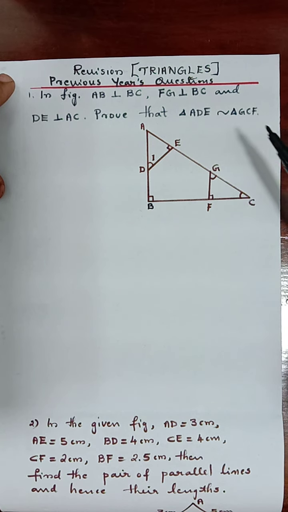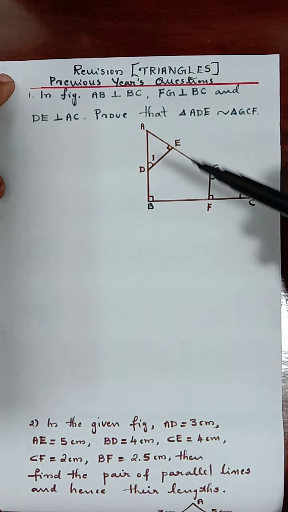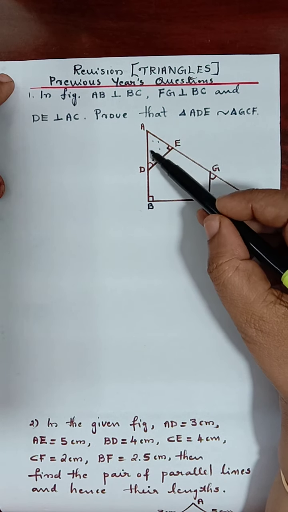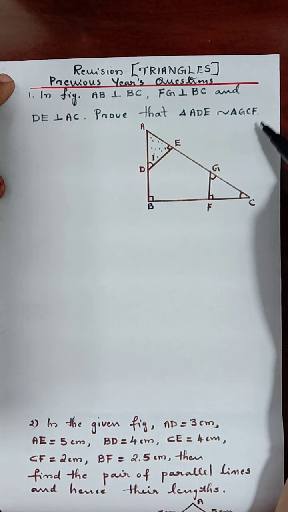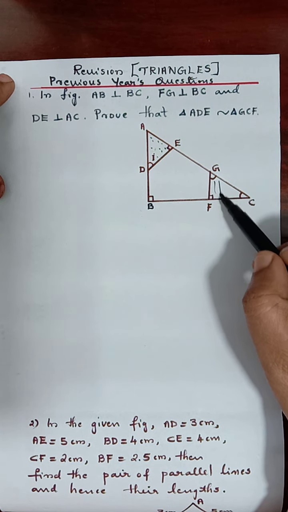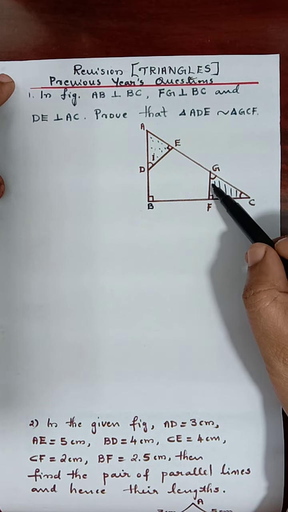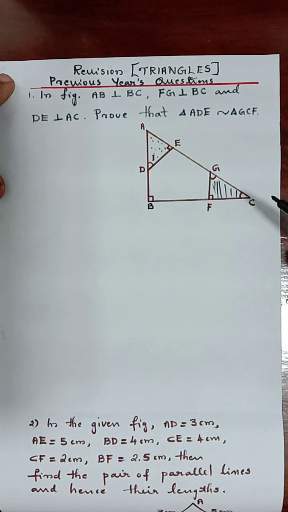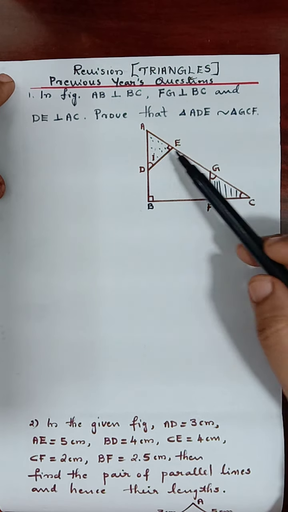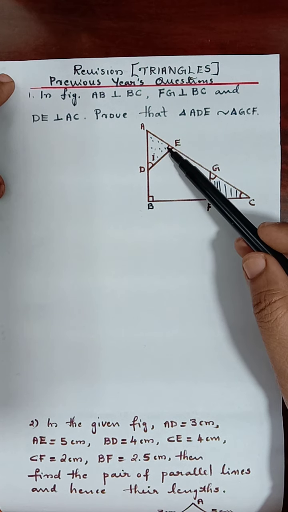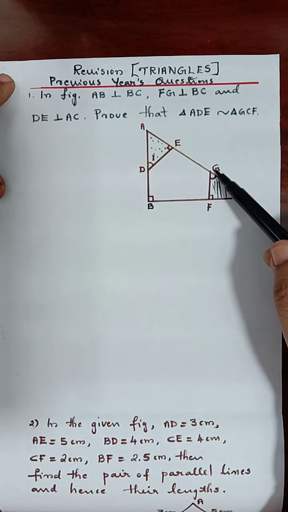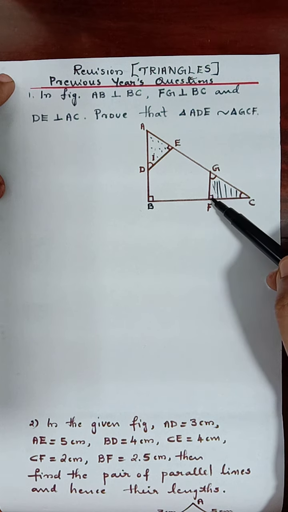We have to prove that triangle ADE is similar to triangle GCF. This is our GCF triangle. These two are similar, we have to prove. Here you can see a right angle. AED is a 90 degree angle. GFC is also a 90 degree angle.